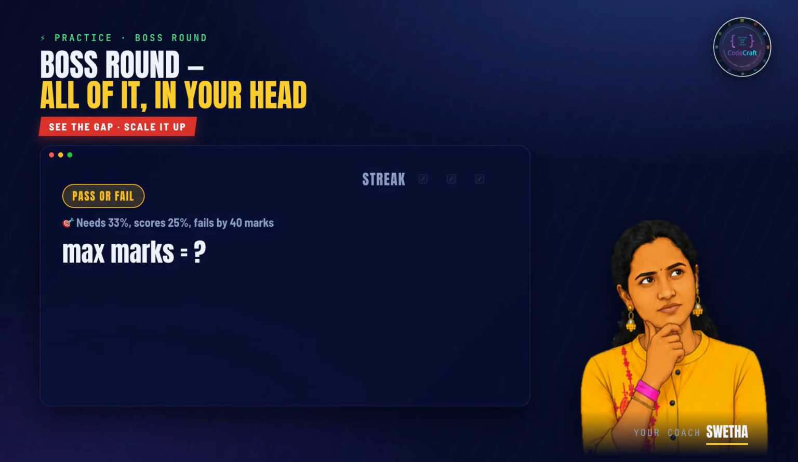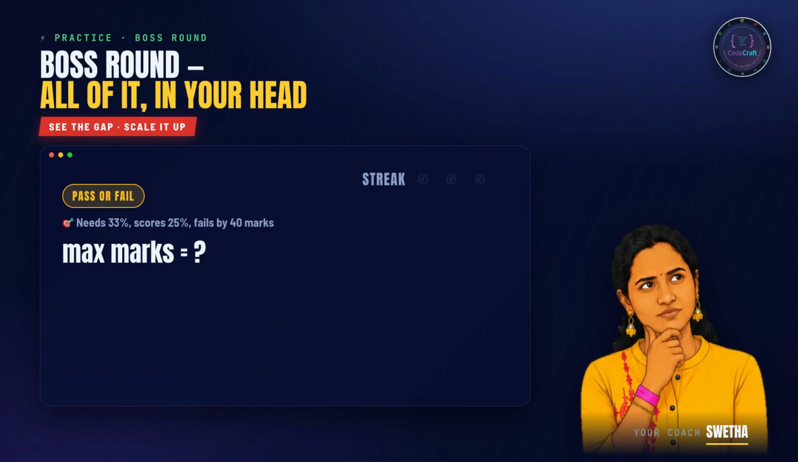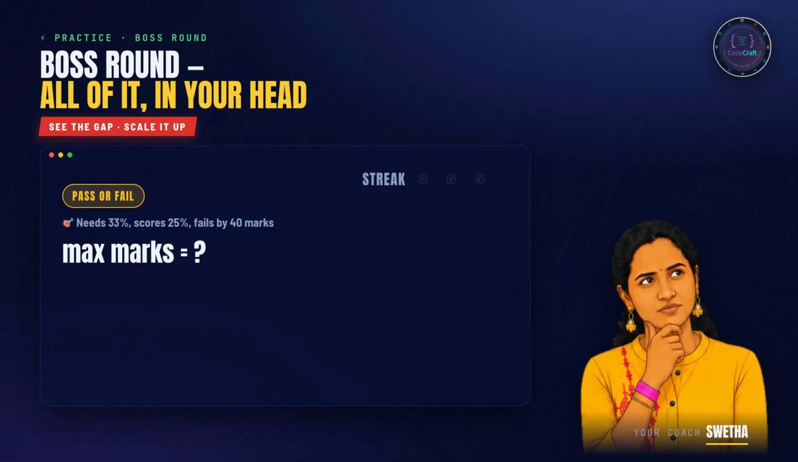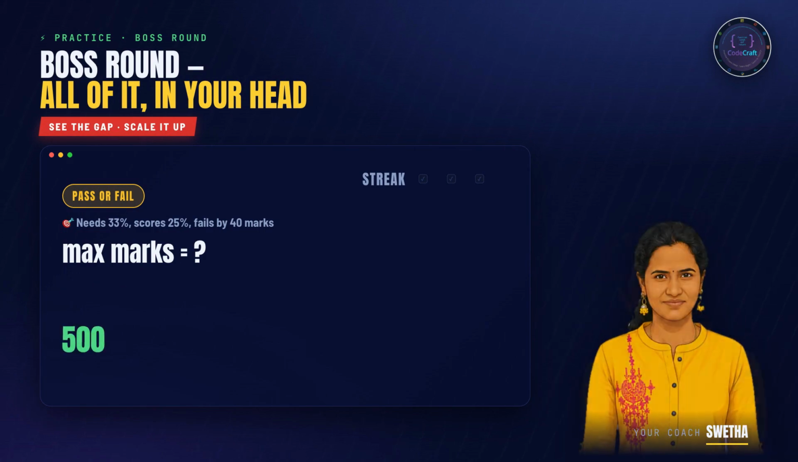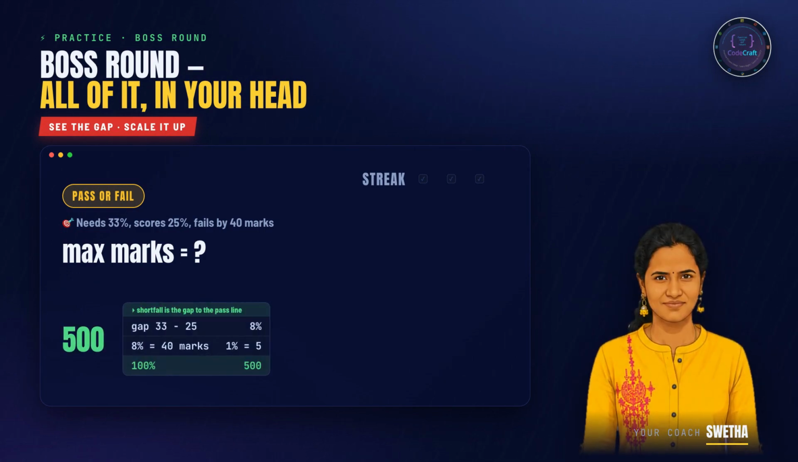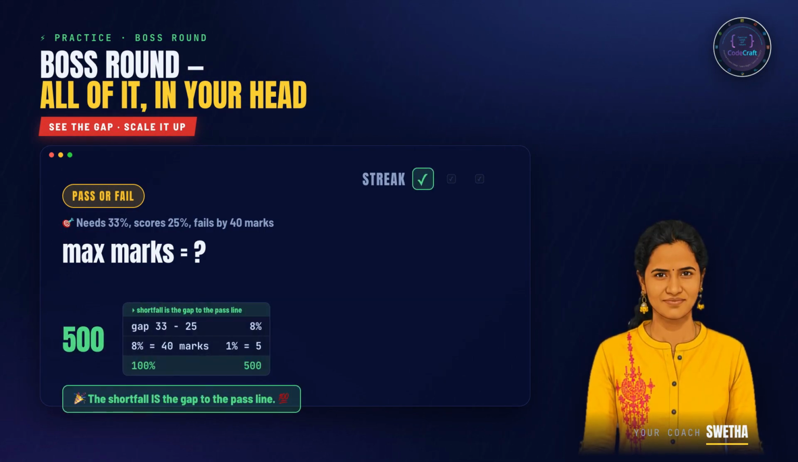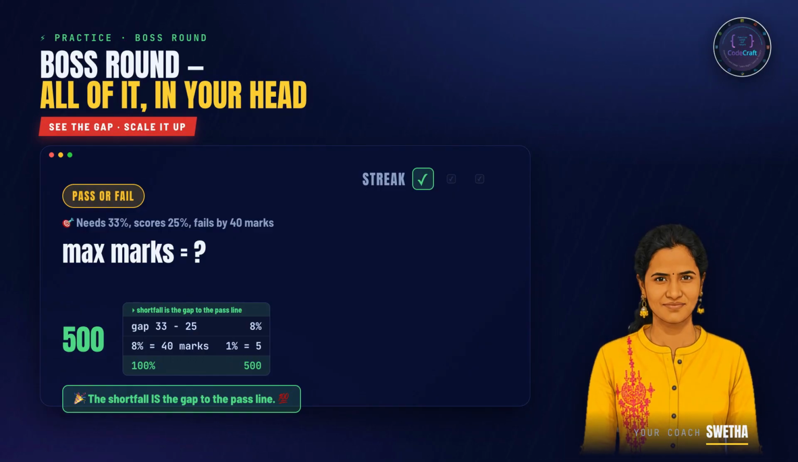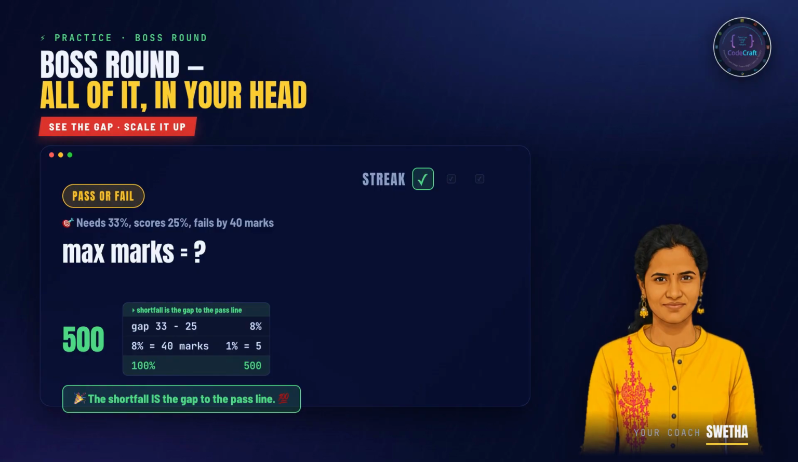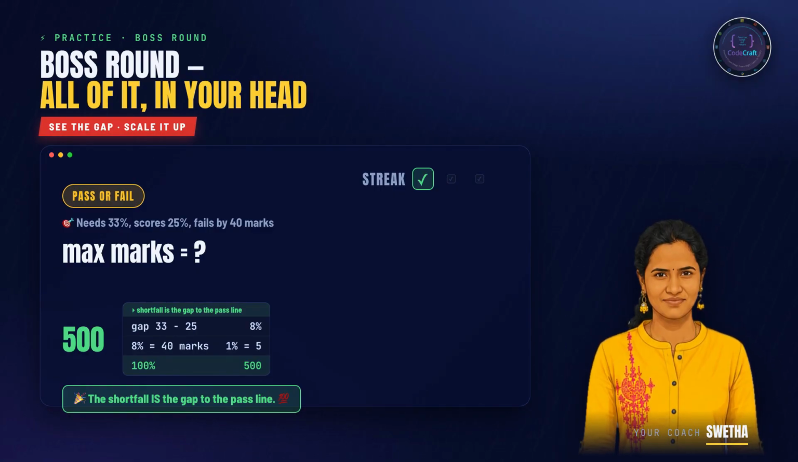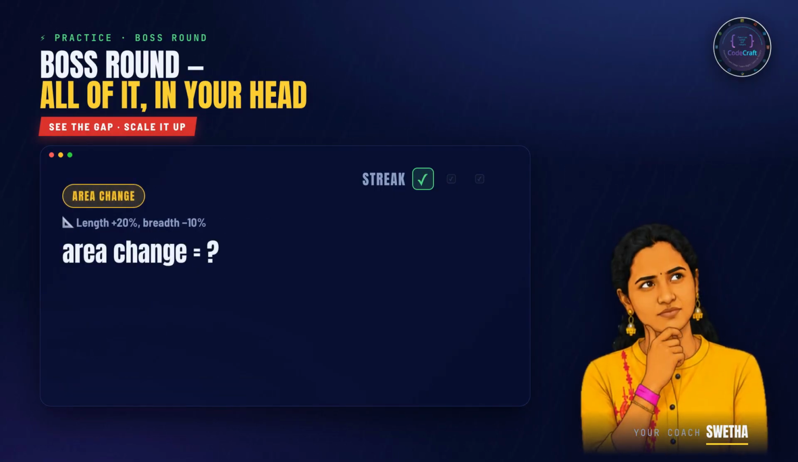First, pass or fail. A student needs 33% to pass, scores 25, and falls short by 40 marks. Find the maximum marks. Pause. The gap from her score to the pass line is 33 minus 25, 8%, and that 8% is the 40 marks. So 1% is 5, and the whole is 500. Max marks, 500.